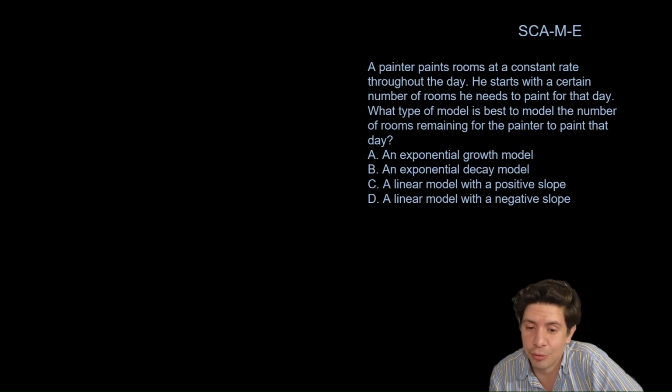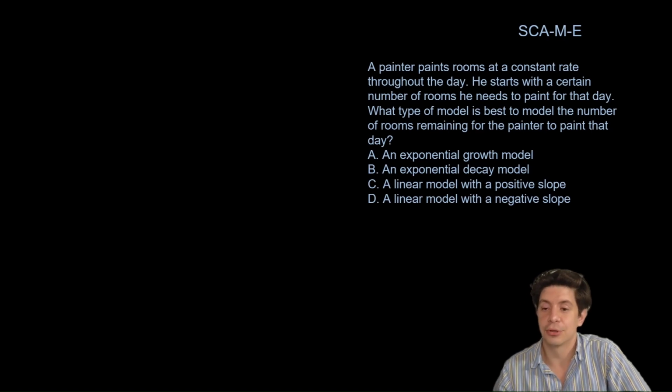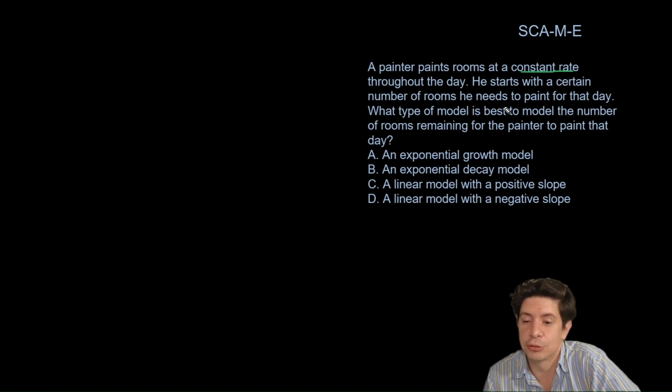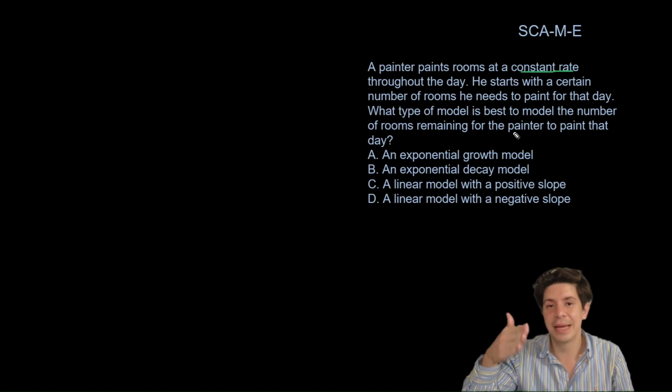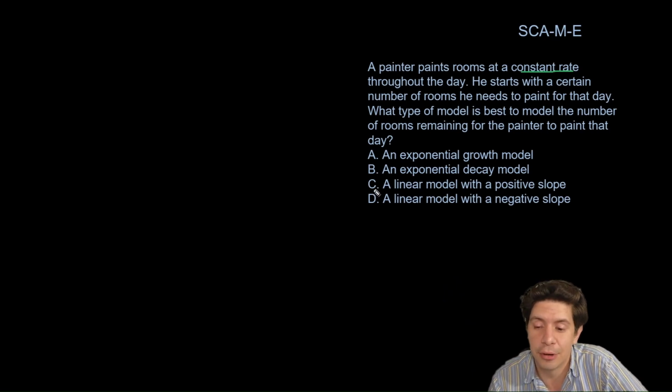An exponential growth model, an exponential decay model, a linear model with a positive slope, a linear model with a negative slope. So again, there's that phrase we love to see, constant rate. He starts with a certain number of rooms he paints for that day. What type of model is best to model the number of rooms remaining for the painter to paint? So as he's painting, there's going to be fewer and fewer rooms for him to paint. So it's going to be a linear model with negative slope.